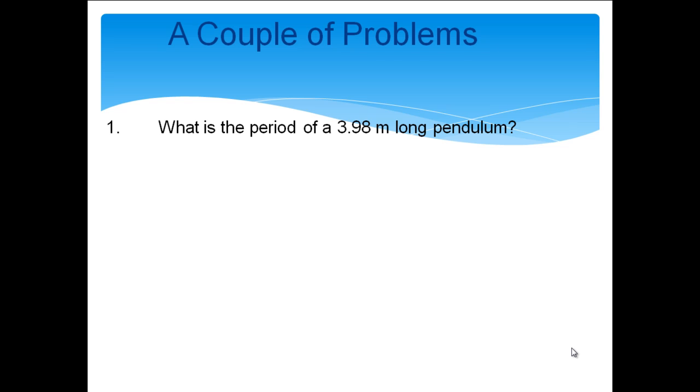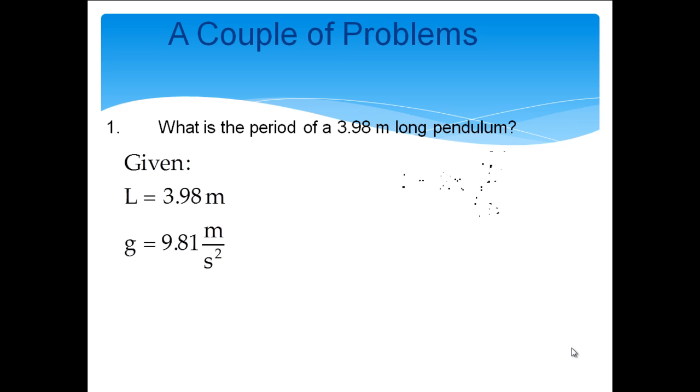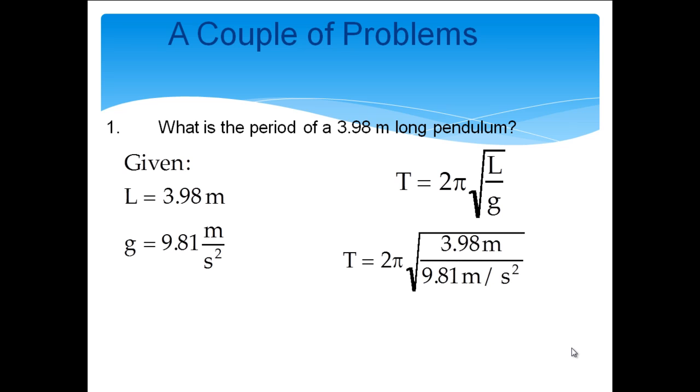So what is the period of a 3.98 meter long pendulum? We are given the L, the big L, equals 3.98 meters. We know that gravity is 9.81. You can use 9.80 if you don't remember to put the 1 on there. You have the equation T equals 2 pi times the square root of big L over G. You plug in what you know, the square root of 3.98 divided by gravity. Put it in your handy dandy calculator and you get 4 seconds.